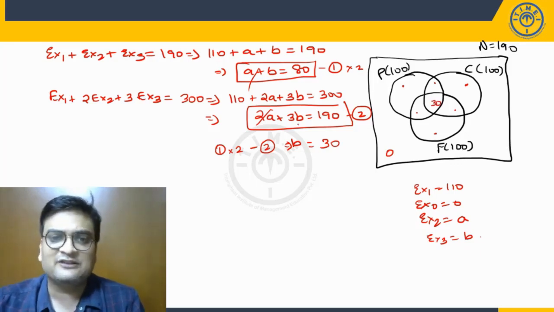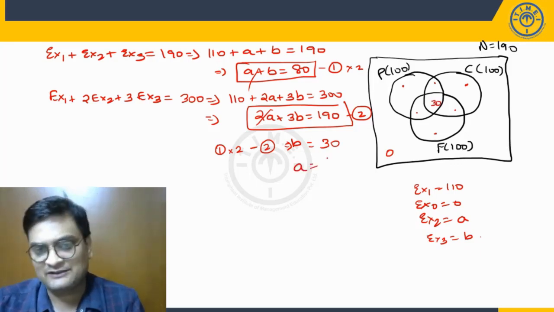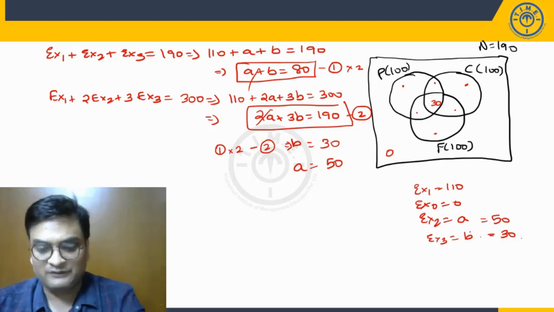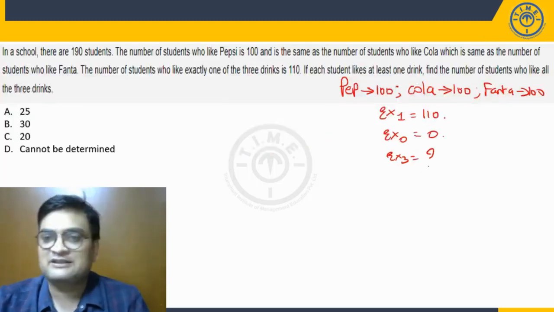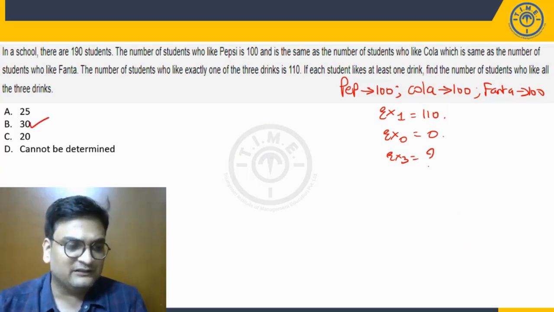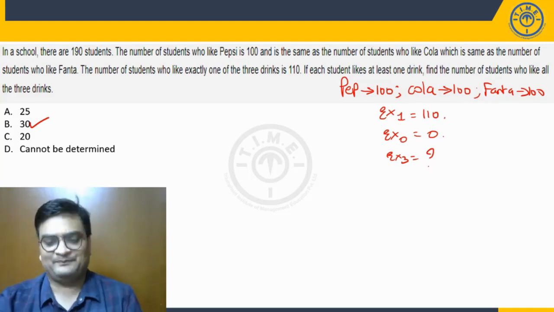And what will be a? When you substitute back, you will get the value of a as 50. So exactly 2 is 50. Exactly 3 is 30. Now what was the question? Question was find the number of students who like all the 3, exactly 3. So we got the value as 30 here. So option choice B is going to be the correct answer.